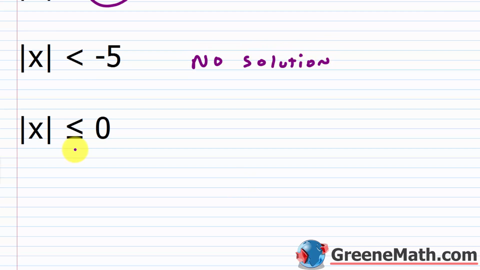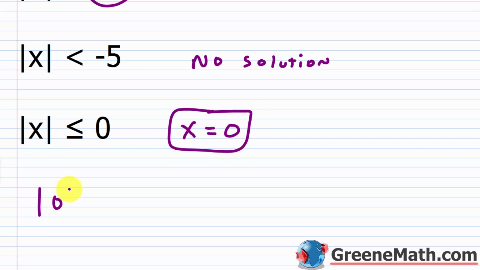Now, this one's a tricky one, okay? What if you saw the absolute value of x is less than or equal to 0? Well, we know that it can't be less than 0, but it can be equal to 0. So this one will have one solution. You basically need to set x equal to 0, and that's your solution. If x equals 0 here, that works, right? The absolute value of 0 is less than or equal to 0, right?